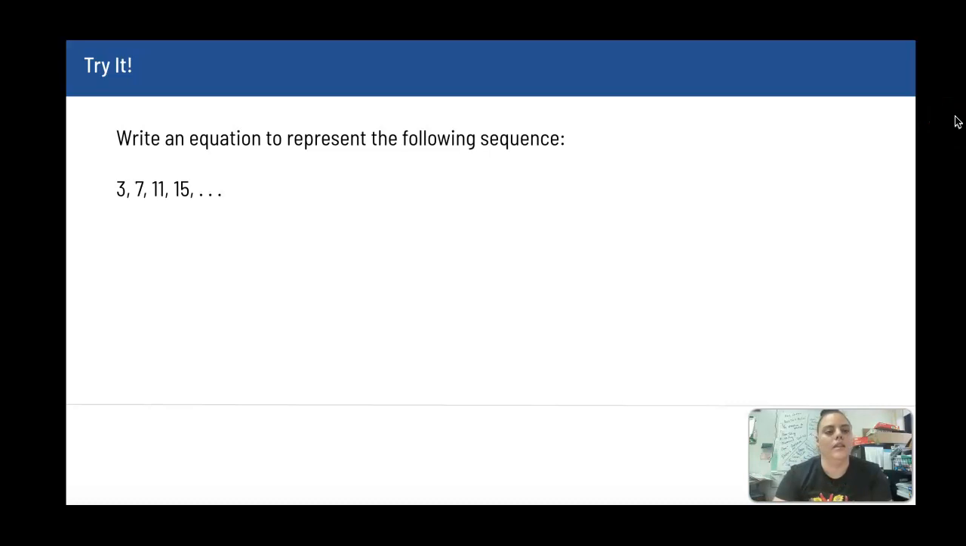You try this one. Write an equation to represent the following sequence: 3, 7, 11, 15. You should get an equation for this to be y equals 4x minus 1.